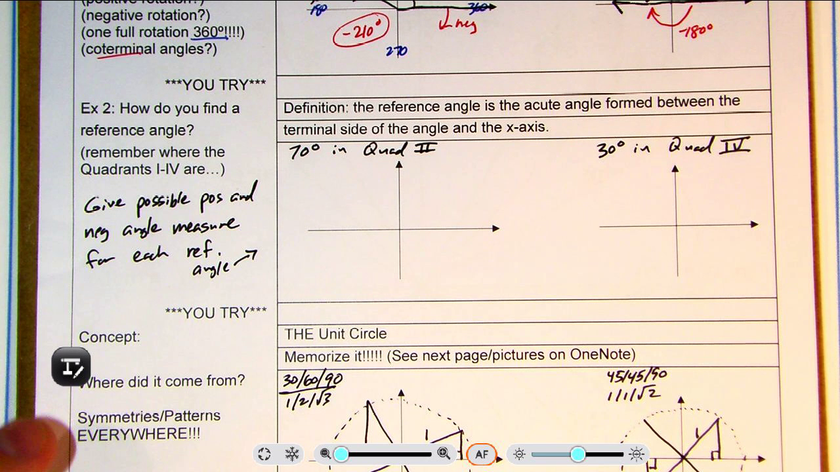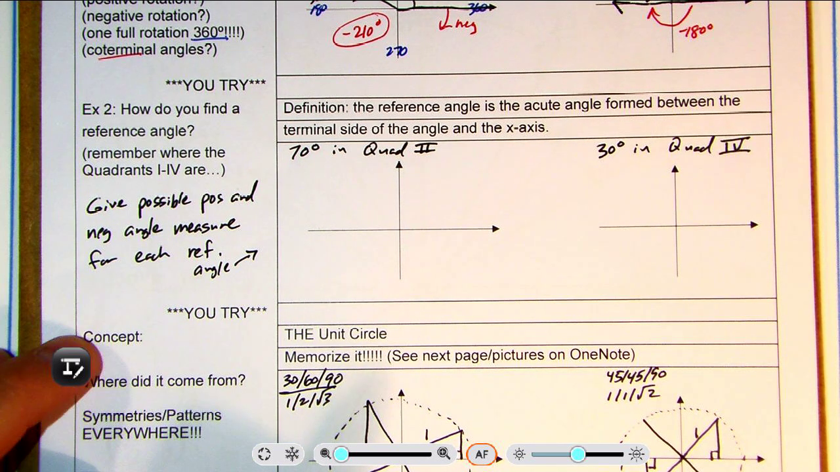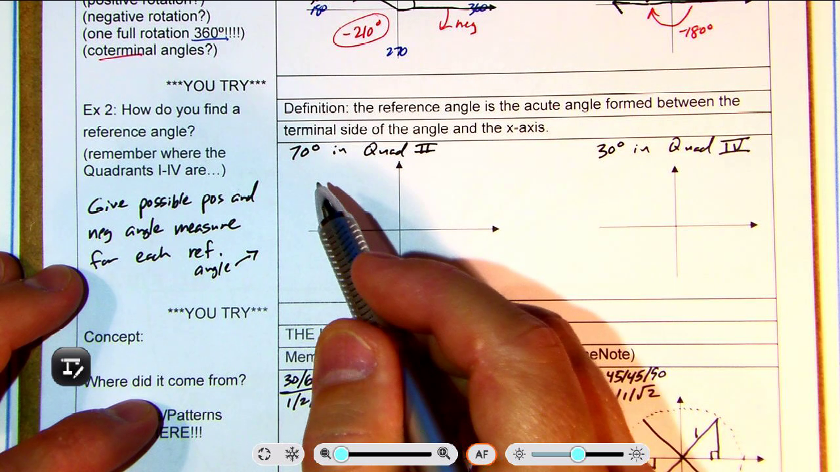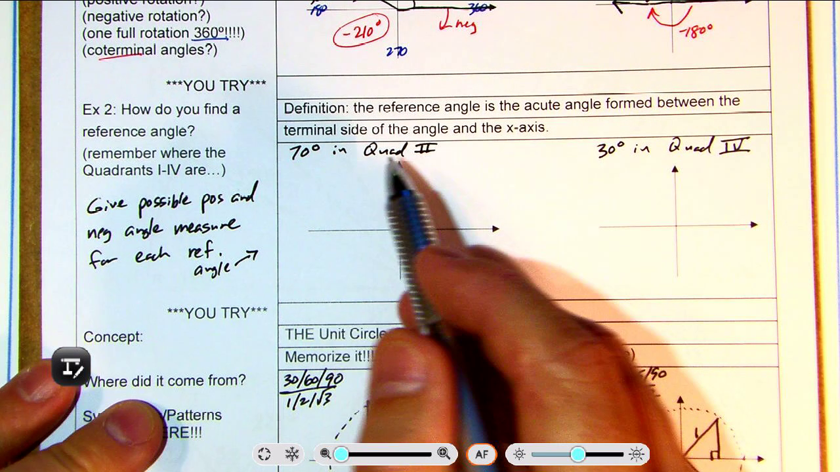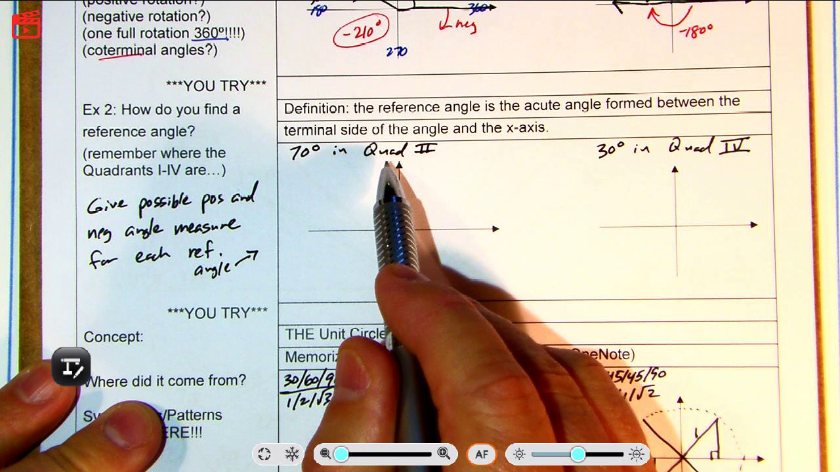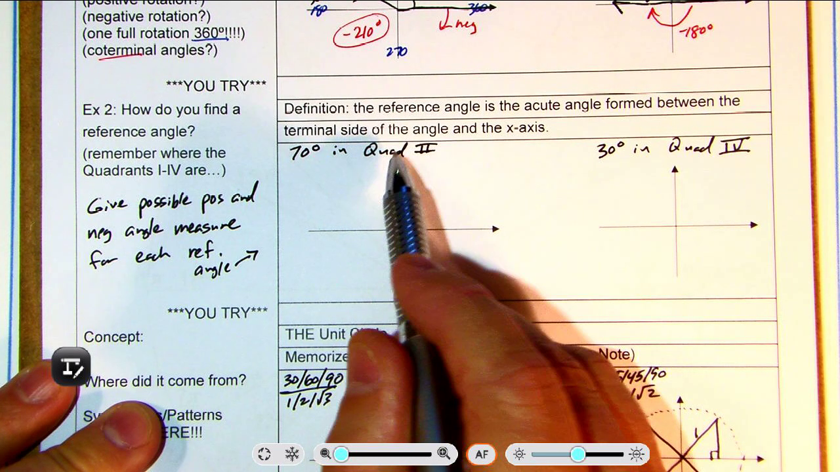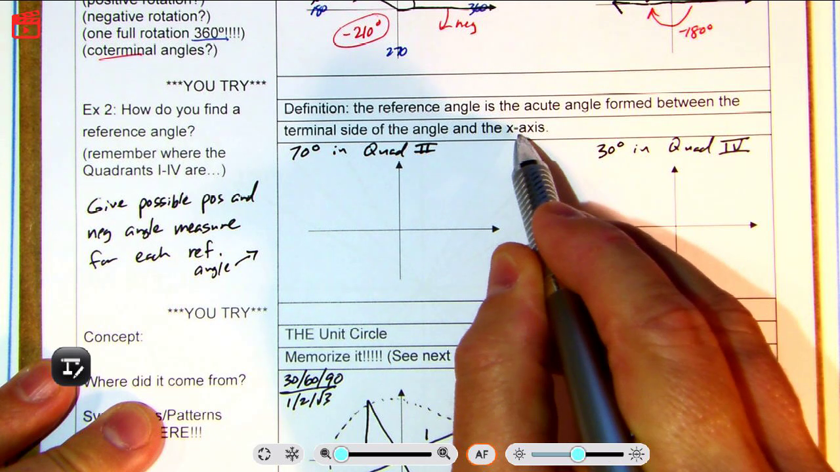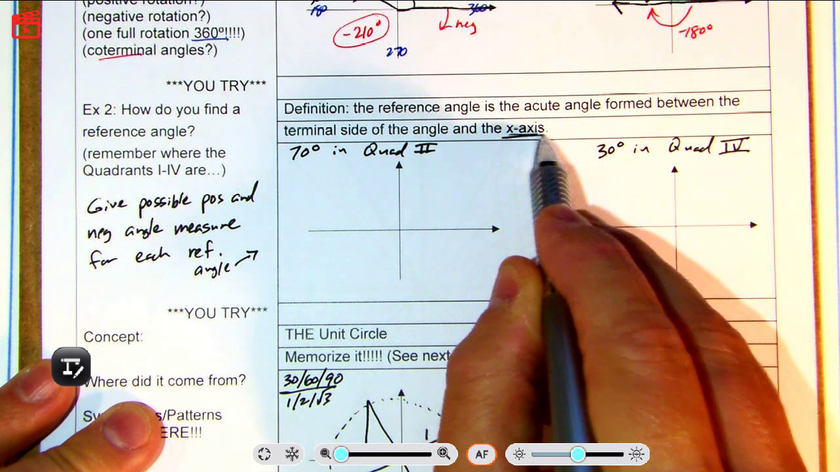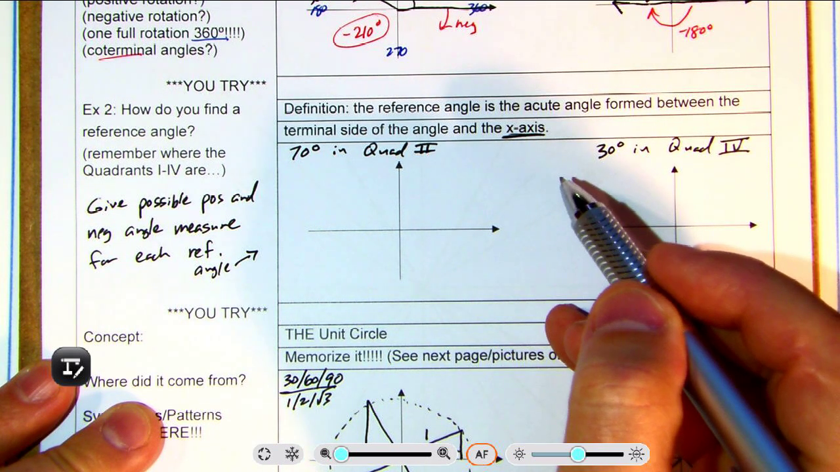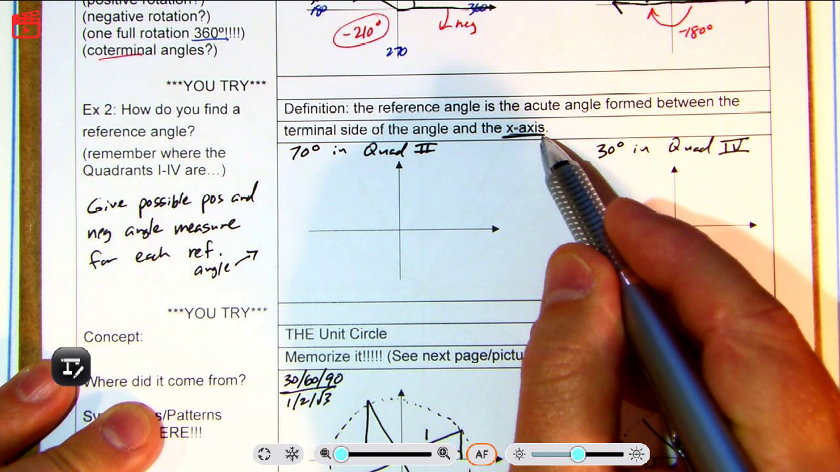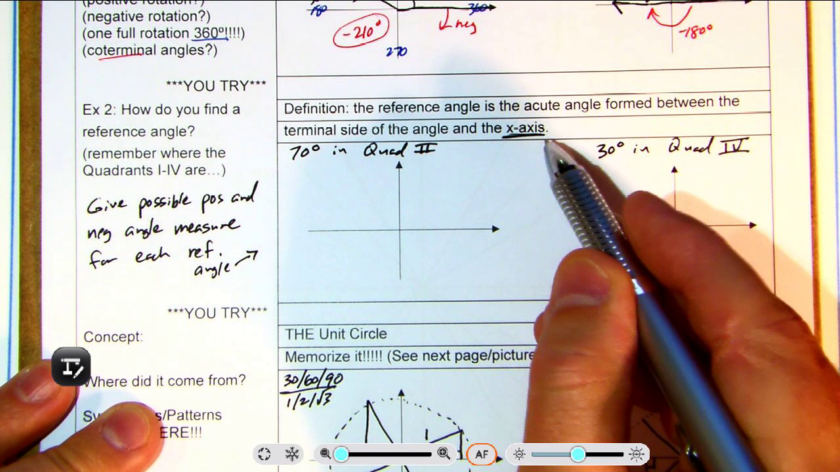The second video for 6-2 part 1. They're trying to find reference angles on the unit circle based on a reference angle measure and saying which quadrant it's in. Now we have to remember the reference angle is always measured, I like to tell students, up or down from the x-axis. So it's the angle between the terminal side and the x-axis, always up or down from the x-axis.